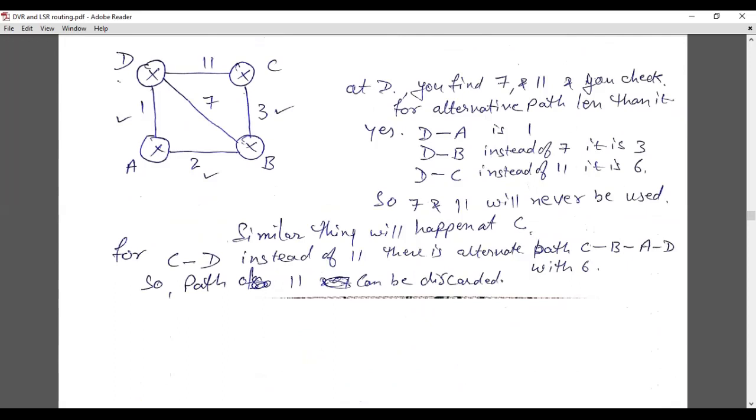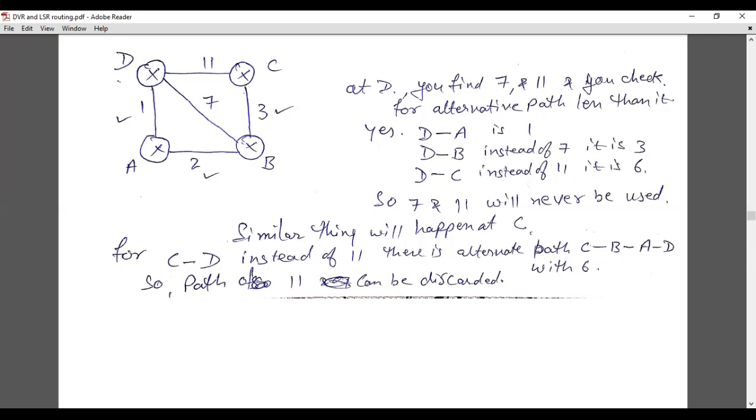Similarly, similar things will happen at C. For CD, instead of 11, there is an alternate path which is C to B to A to D, and so path 11 can be discarded, right? In this way, the edges which are not required can be very easily removed.